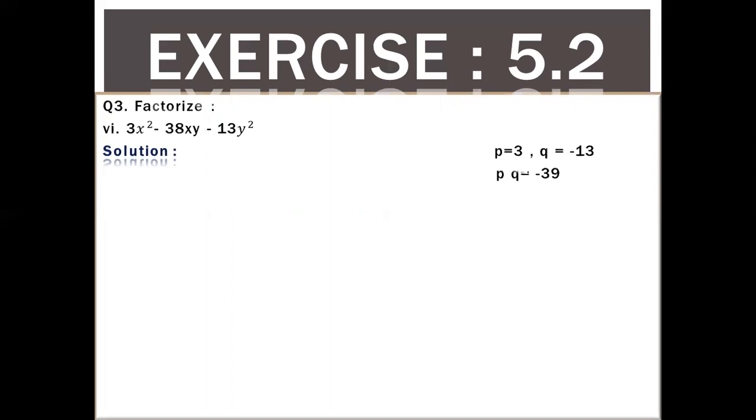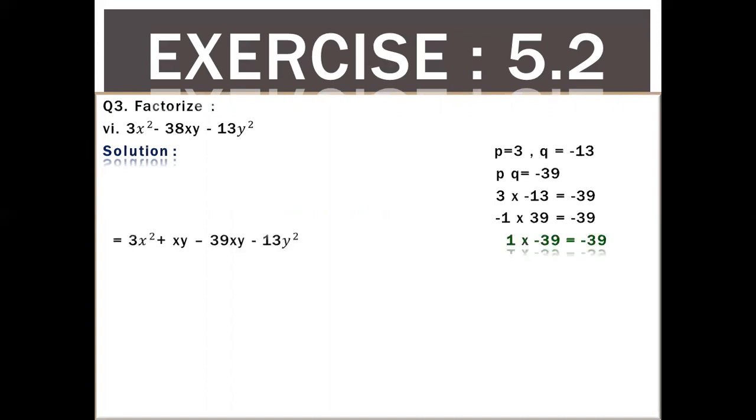Now come to question 3. Questions 2 and 3 are the same, the only difference is that in question 3 the coefficient of x square is other than 1. In question 2 the coefficient of x square is 1, but in question 3, in all the parts, the coefficient of x square is different. 3x square minus 38xy minus 13y square.